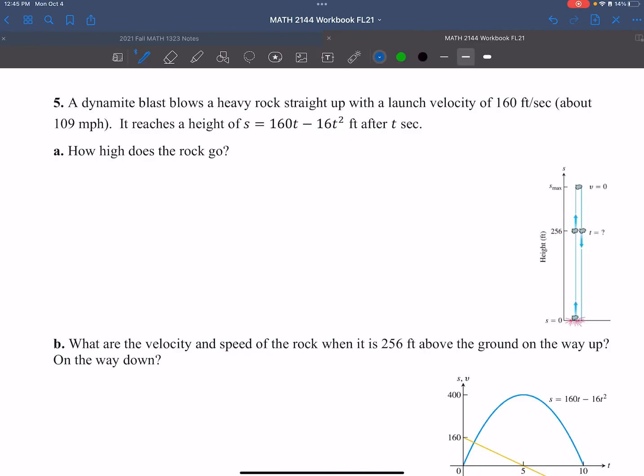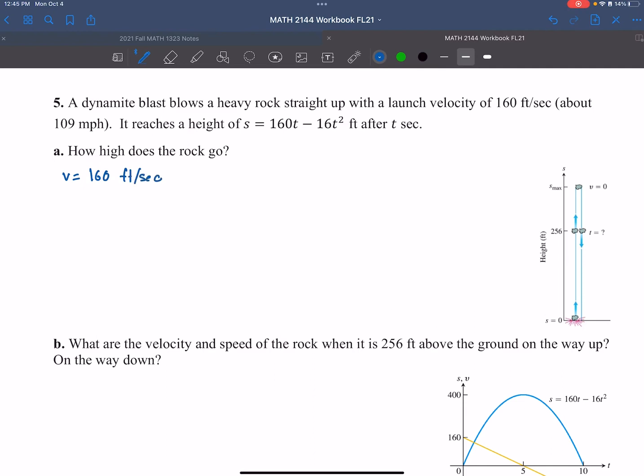Let me give you a few tips on number 5. Whenever it comes to these word problems, you really want to boil down what you're given and what you're asked. Dynamite blows a heavy rock straight up with a launch velocity of 160 feet per second, or if we're considering imperial, 109 miles per hour. It reaches a height of s equal to 160t minus 16t squared. You can see that we have a couple of things given to us. The first thing we're given right here is that the velocity is equal to 160 feet per second.